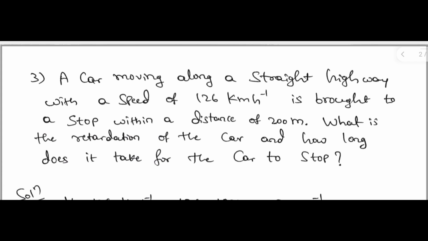A car moving along a straight highway with a speed of 126 km per hour is brought to a stop within a distance of 200 meter. What is the retardation of the car, and how long does it take for the car to stop?